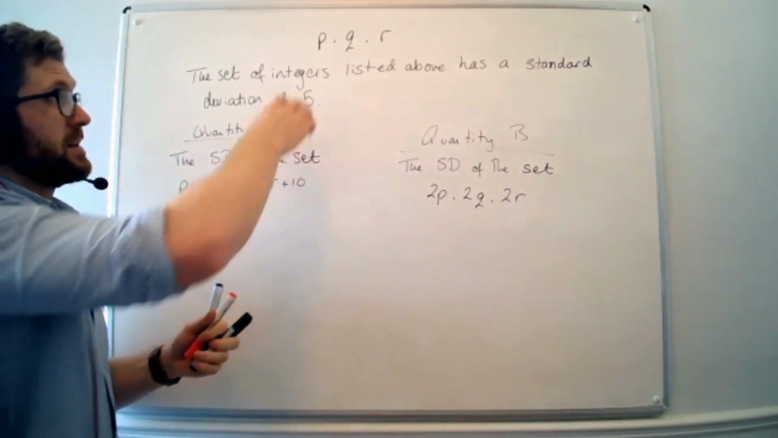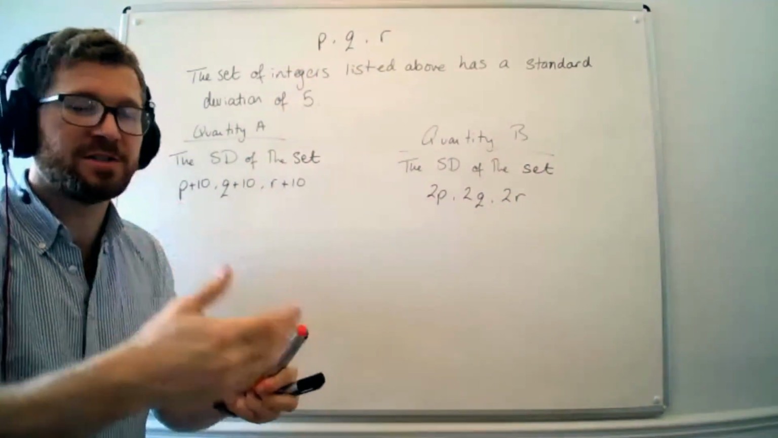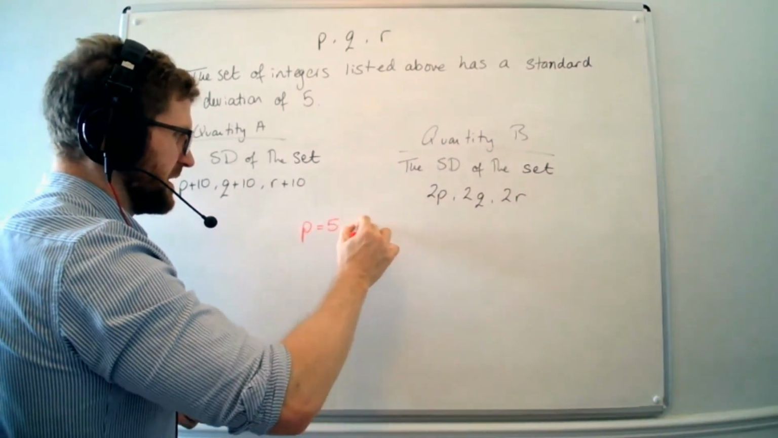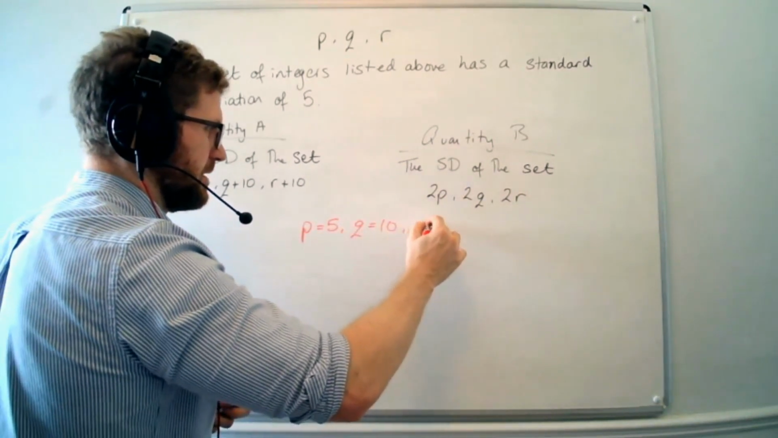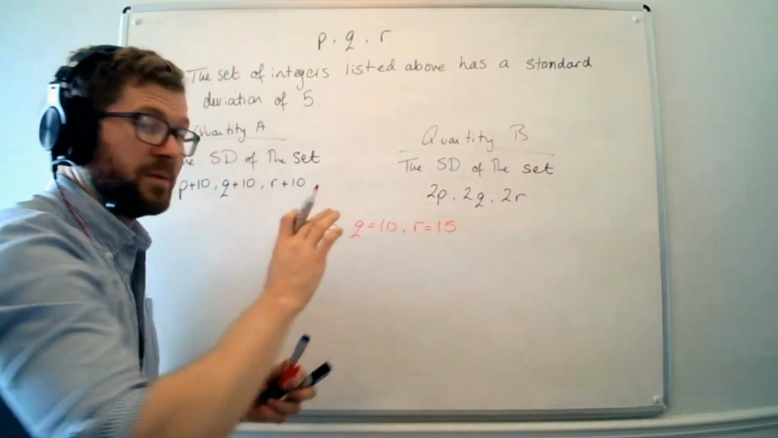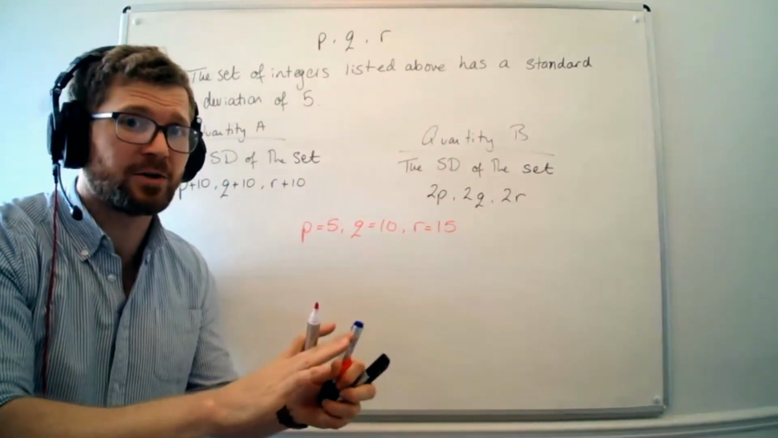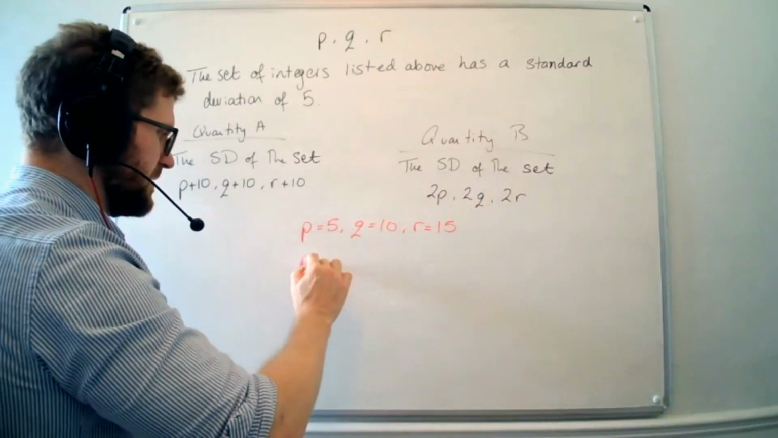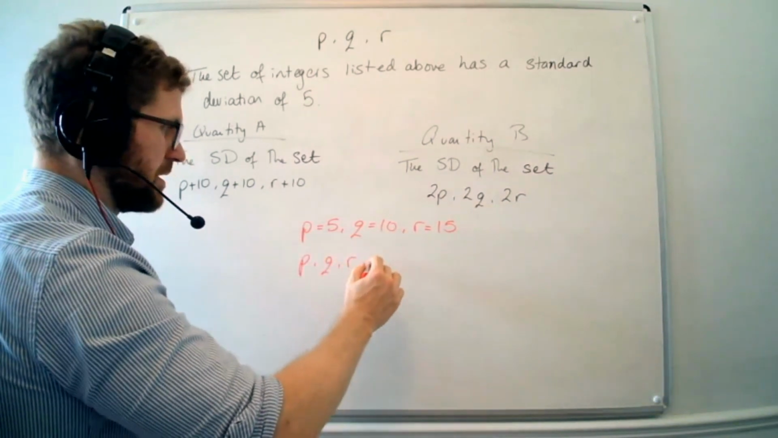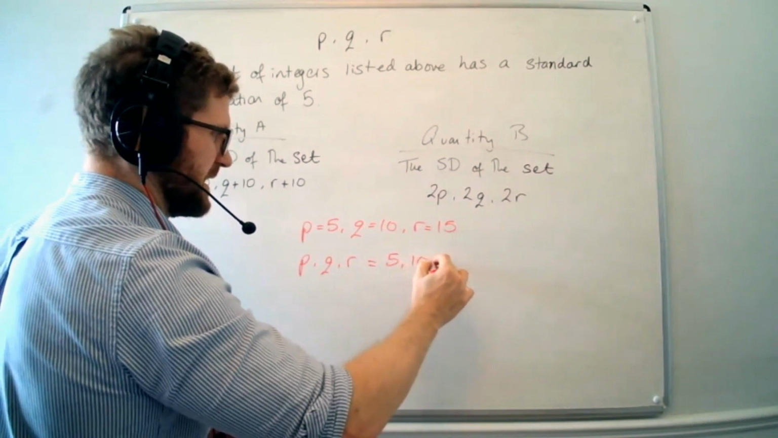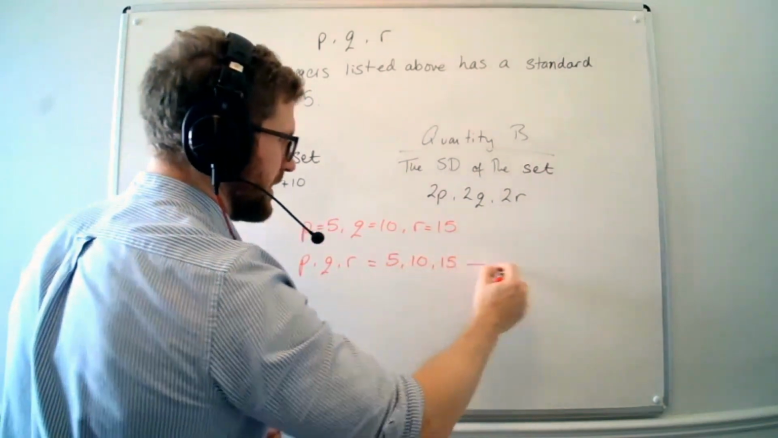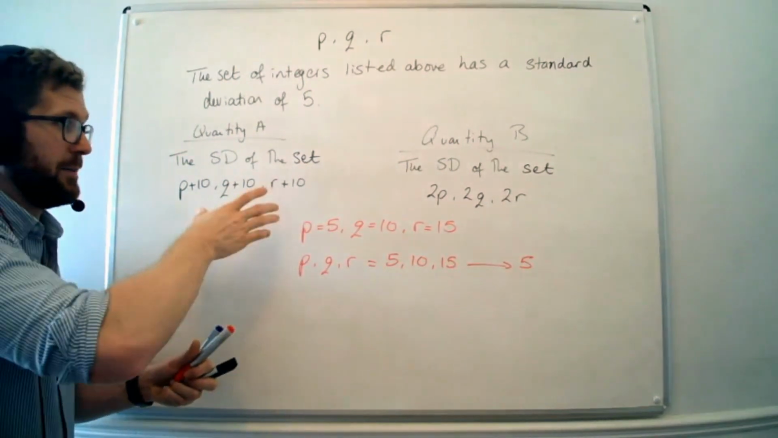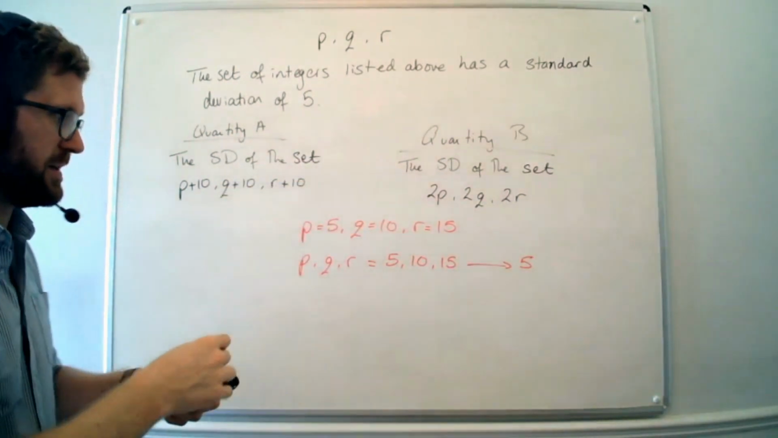So what I'm going to do is look at P, Q, R just as an illustration. I'm going to say, well, what if P was 5, Q was 10, and R was 15? They're probably not going to be those numbers. I'm just giving you them as an example. And so I can say that the set P, Q, R would be the set 5, 10, 15, and that set's going to have a standard deviation of 5. And now let's see what happens if I look at quantity A and quantity B here.